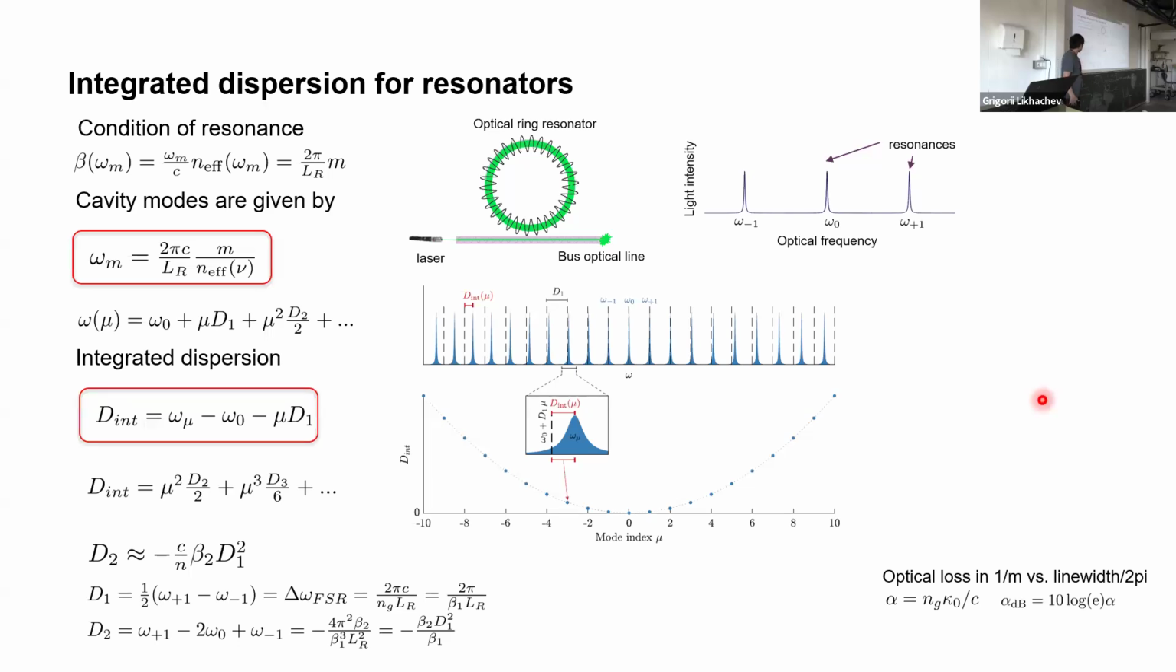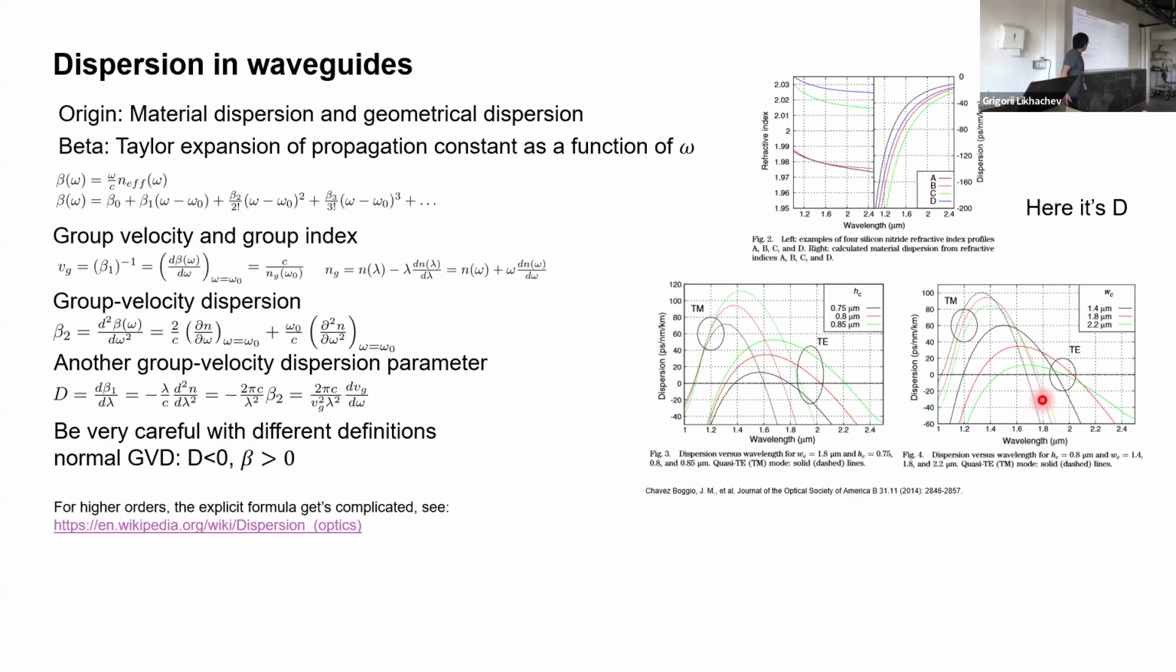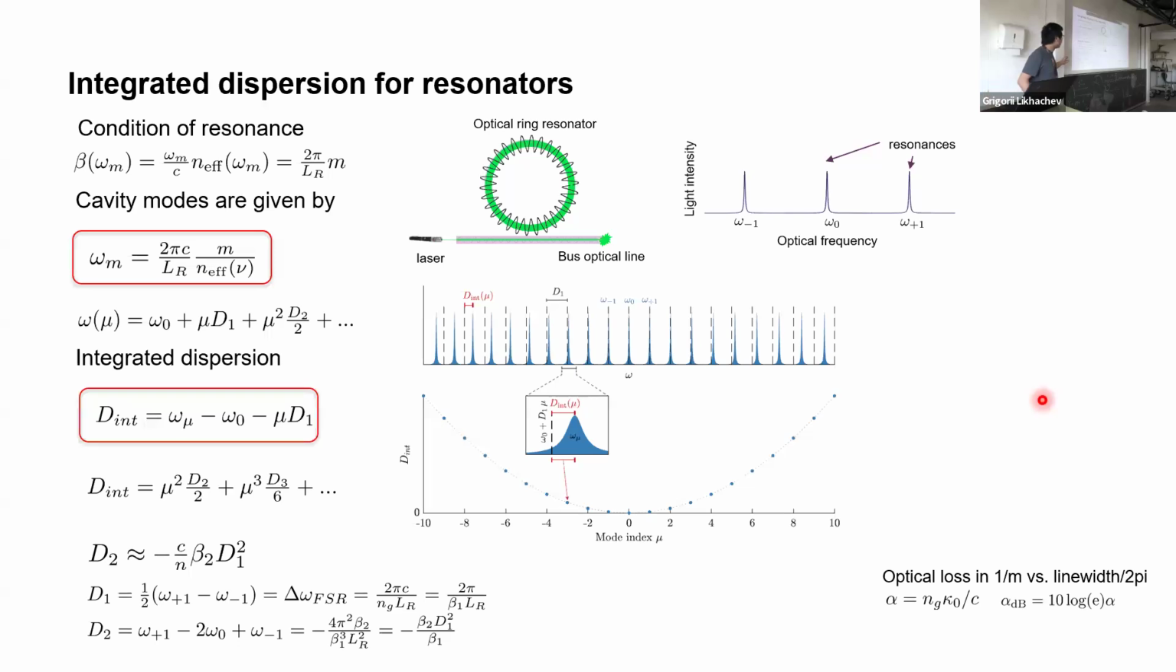So you can also see that D2 has a minus sign compared to beta 2. If beta 2 is larger than 0, this means the D is less than 0. So it has the same sign as the D, this group velocity dispersion parameter here. So it means that if you have D2 that is larger than 0, then you have anomalous dispersion.